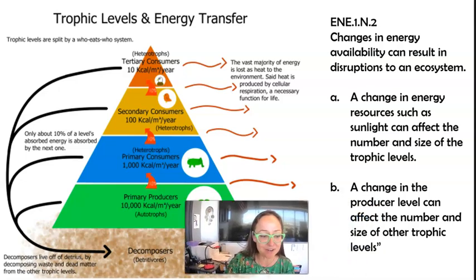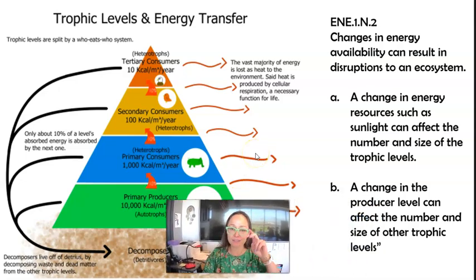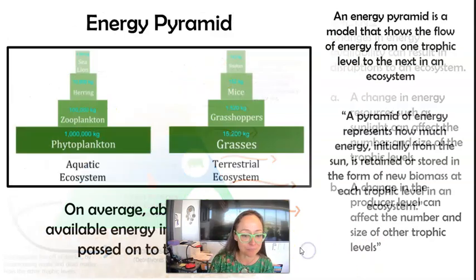Now, if we look at the standards over here on the right, the two things that College Board is asking us to focus on is a change in energy resources such as sunlight and how that can affect the number and size of trophic levels, which is what we kind of saw with the different latitudes on planet Earth. But you can just totally picture if you cut off sunlight, then you don't have photosynthesis, then you don't have producers, then you don't have trophic levels above. Now, the second standard here, a change in the producer level, can affect the number and size of other trophic levels. Let's go ahead and look at a quick example.